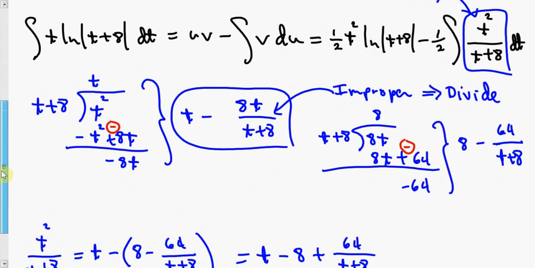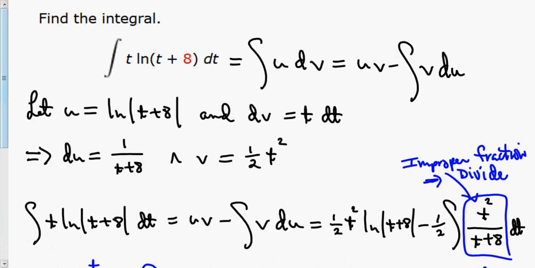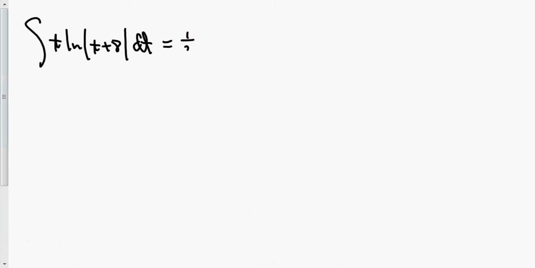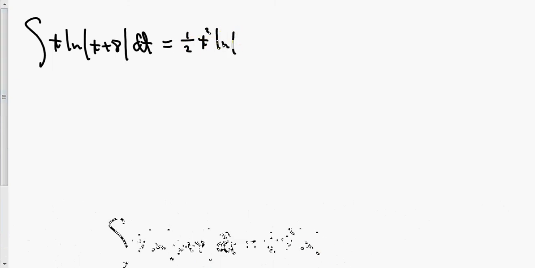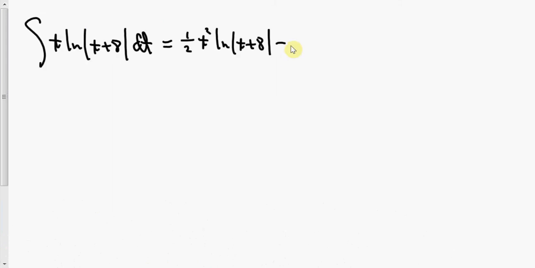So let's put that on the second page, and then I'm going to have to come back just to remember because I can't keep all that in my head. So what I have, we're integrating t times the natural log of the absolute value of t plus 8 dt. We said that that is 1/2 t squared times the natural log of t plus 8, and it was minus 1/2 times that integral.